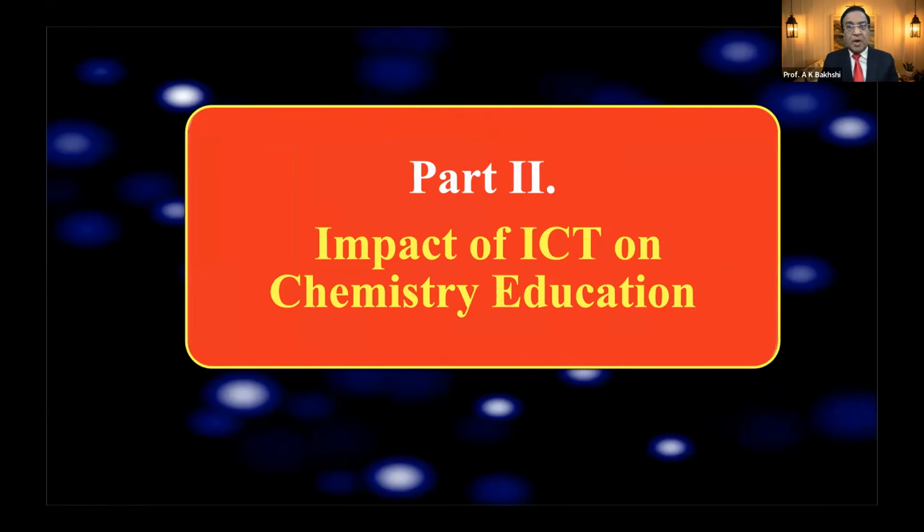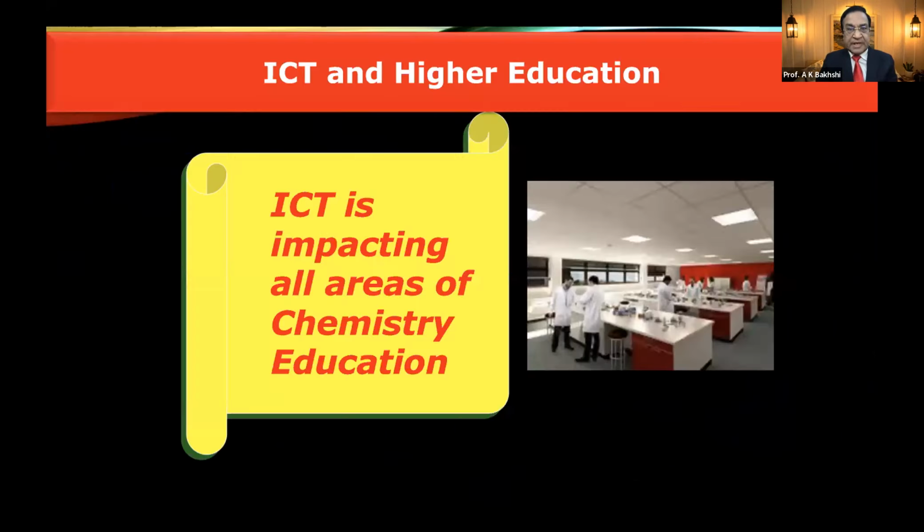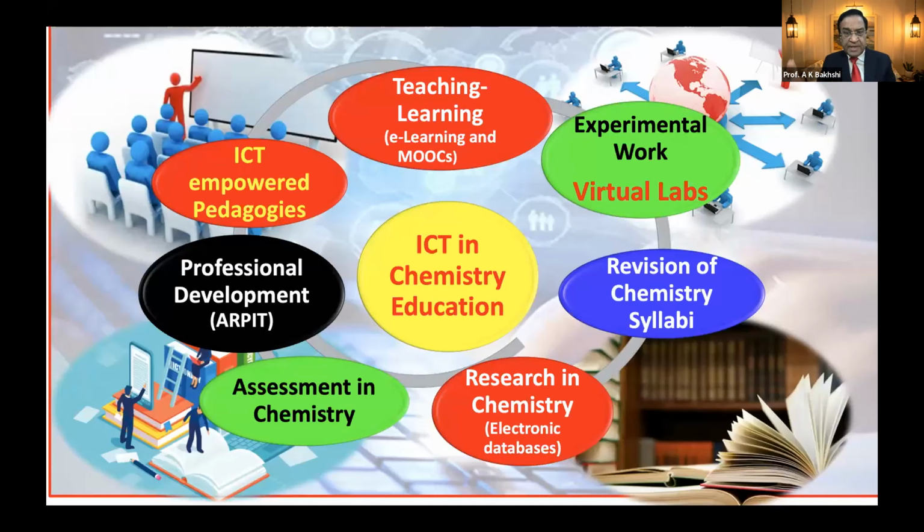Now, having told you about what digital transformation is, why we need it, and what we need for success, I come to part two. And that is how ICT has impacted chemistry education in the country. As a matter of fact, ICT has impacted all areas of chemistry education. It won't be wrong if I say it has impacted all areas of higher education. Not only chemistry, physics, botany, zoology, everywhere. This is where ICT or digital transformation has changed the scenario.